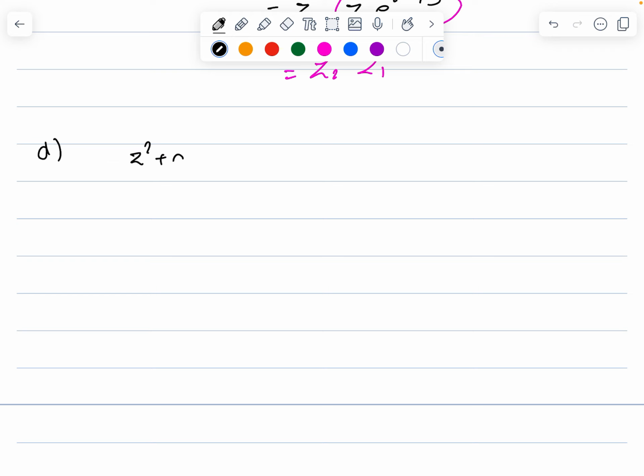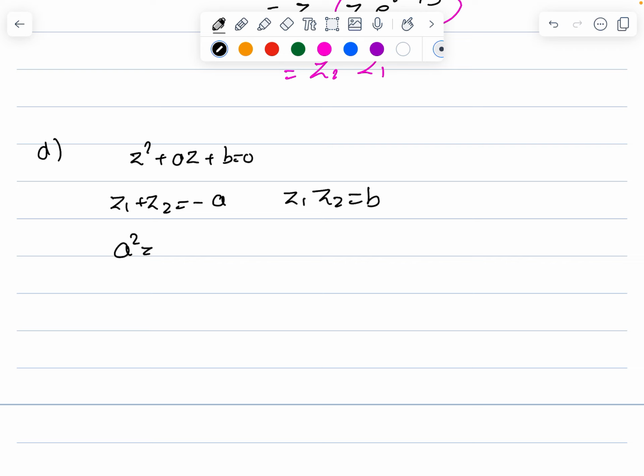z square plus az plus b equals 0. Now what I have to prove is that a square minus 3b equals 0. For this I know the sum of the roots. Sum of the roots is z1 plus z2, which equals minus a. Product of the roots is b.